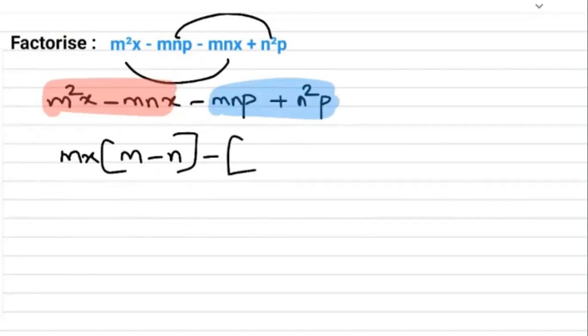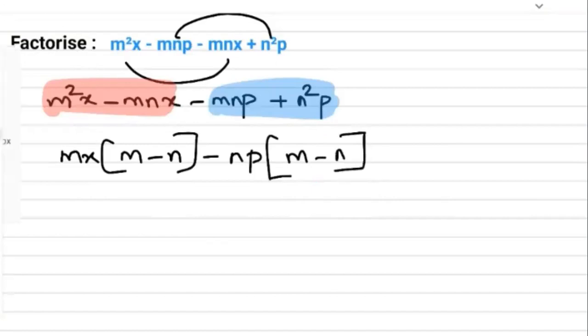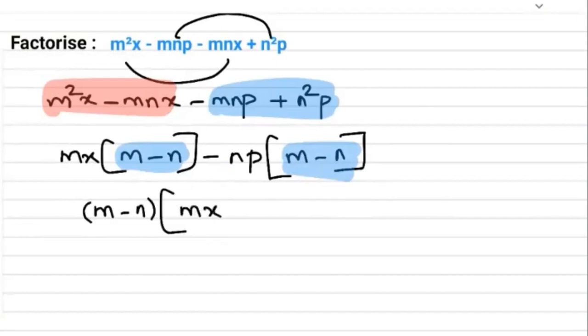So minus. n and p is common. So one time we are taking np into (m − n). Here minus is common, right? So we are taking the negative sign also common. Now in these 2 terms we have (m − n) as common. So taking that as common, (m − n) into (mx − np). That's it.